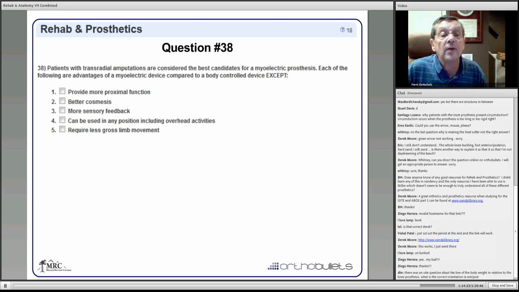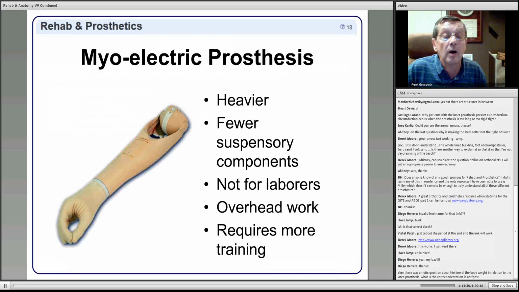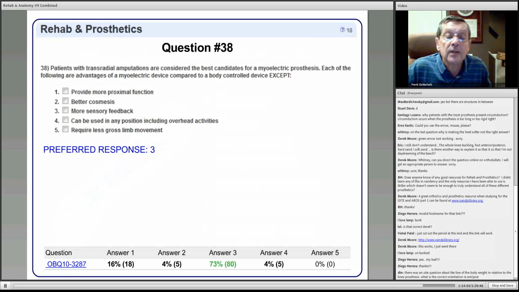Each of the following have advantages compared to a body-controlled device, with the exception of. Now, if we look at the myoelectric prosthesis, it is heavier. It does require fewer suspensory components. It is not for laborers because they can damage the mechanism. It does allow for overhead work, and it does require more training because the patient has to learn how to fire the muscles that are going to fire the electrodes that will move the hand.